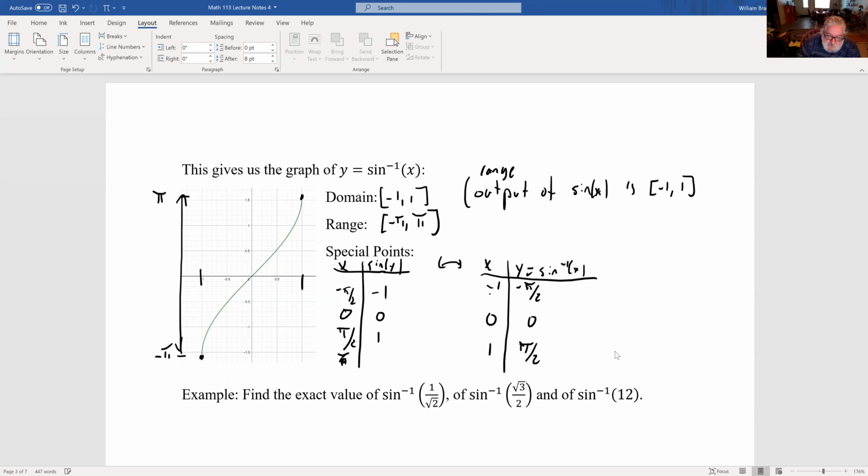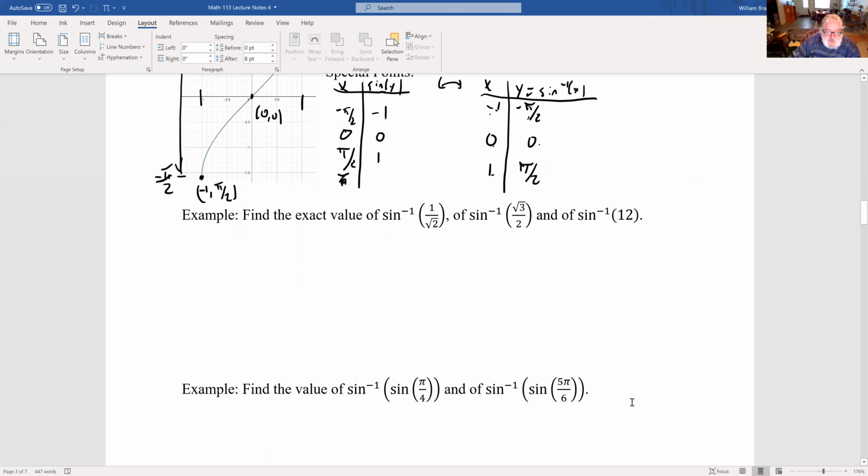What angle has sine -1? That's minus pi over 2. Oh, this is from pi over 2 to minus pi over 2. So, right, what angle has sine -1? That's minus pi over 2. What angle has sine 0? That's 0. What angle has sine 1? That's pi over 2. So this point is -1 comma minus pi over 2. This point is 0, 0. And this point is 1 comma pi over 2. So that's the graph of y equals sine inverse x.